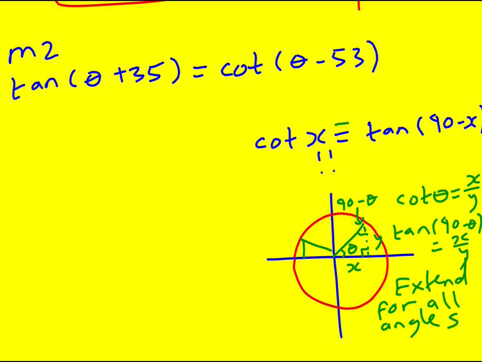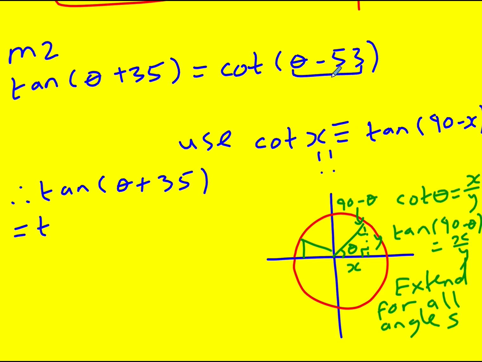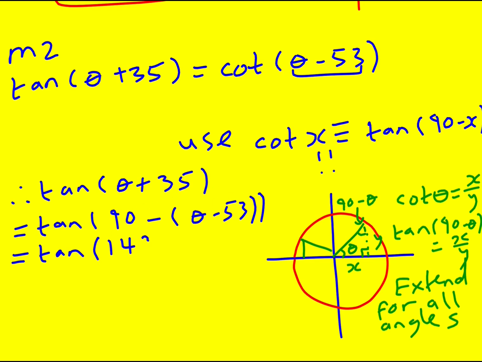It's really nice. So we're going to use that. And therefore, I'm going to get it all in terms of tan, because tan's a little bit easier to deal with. Tan of theta plus 35 will equal, right, and now we've got cot x. So our x is this bit here. So it's going to be tan of 90 minus theta minus 53, which is then going to be tan of 143 minus theta.